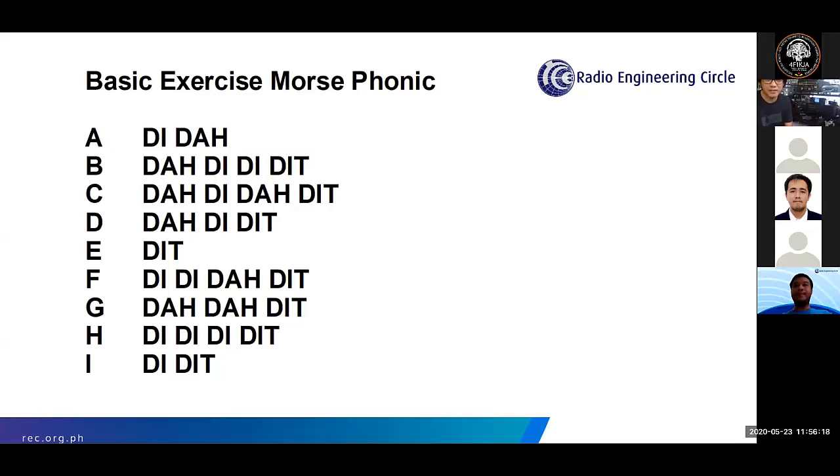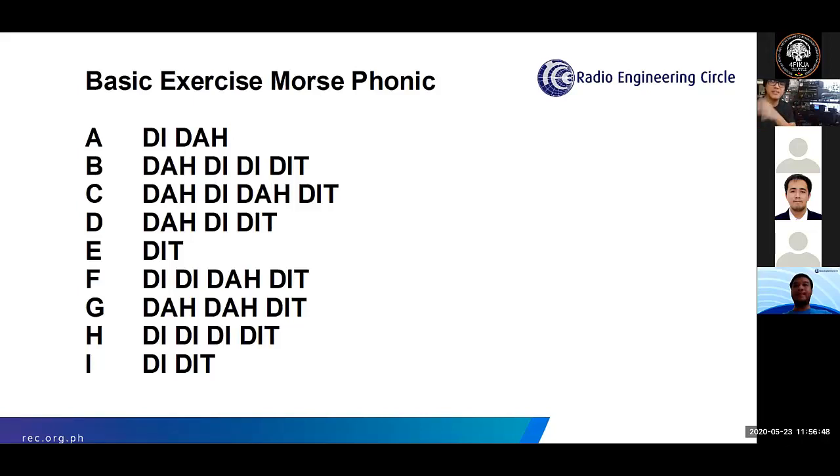What is really important is that you're going to decode on the examination, so you have to know what it sounds like. When you say A, it is di-da. Di-da, di-da. This is what you're going to memorize. And B is da-di-di-dit. It is dit at the last.